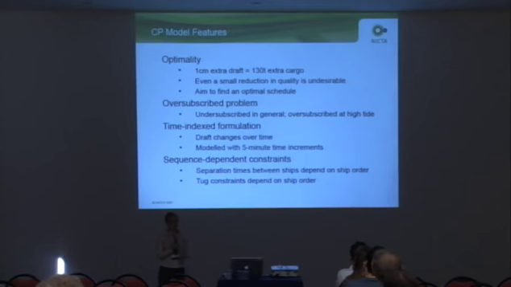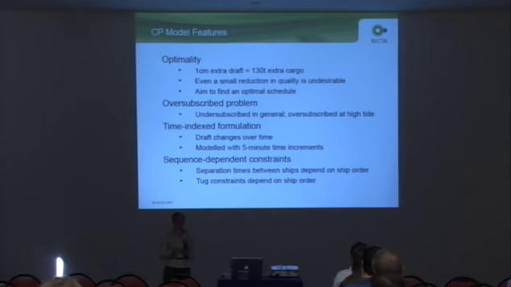So some features of this problem make it a complex problem to solve. First of all, we're trying to solve it to optimality, because these are really huge ships, so even 1 centimetre of extra draft means you can load 130 tonnes more iron ore onto an average Cape-size bulk carrier. So even a small reduction in quality of the schedule means that we carry quite a bit less cargo. So we really want to find the optimal schedule.